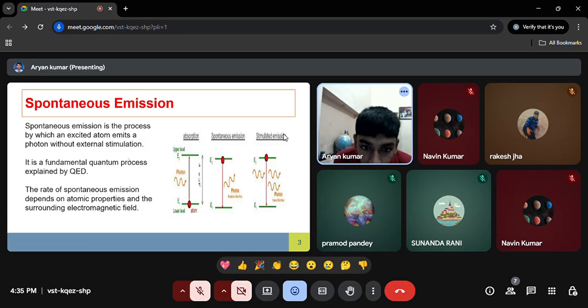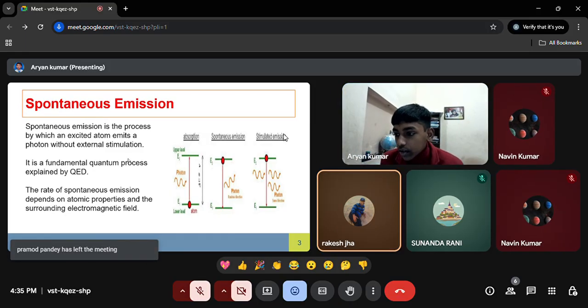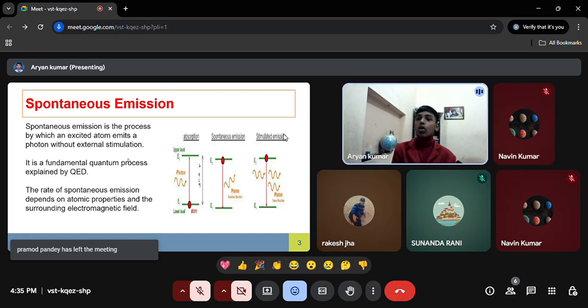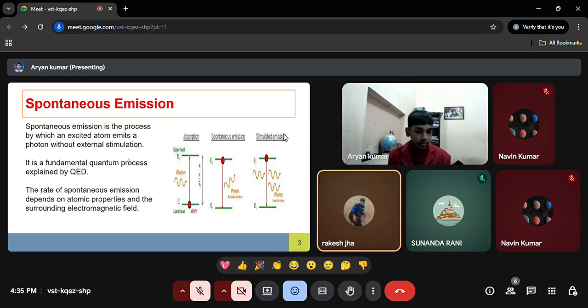Okay, Saksham, I have one question for you. Yes, Aryan. How do objects get their color? Do you know? Aryan, I think so. They get their color by selectively absorbing some wavelengths of light and reflecting others.